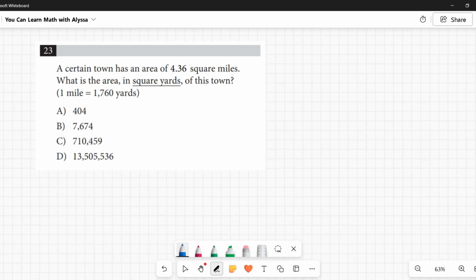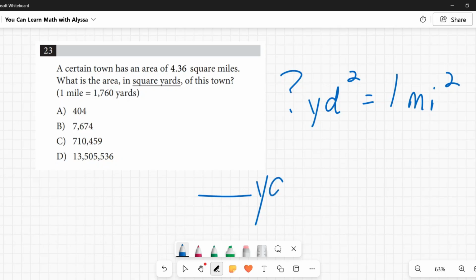Right, so first we need to just figure out what a square mile is, and we need to figure out how many square yards are in every square mile. So that's our plan of attack: how many square yards are equal to 1 square mile. Then we take that number of square yards, and we're going to multiply by the number of square miles we have, which is 4.36, and that will give us our final answer.